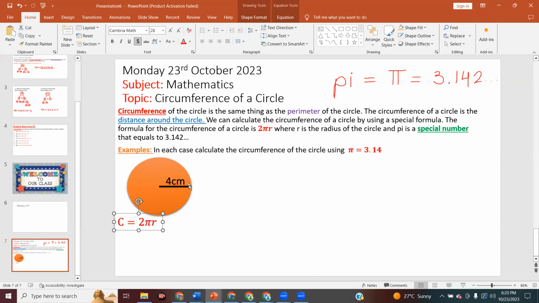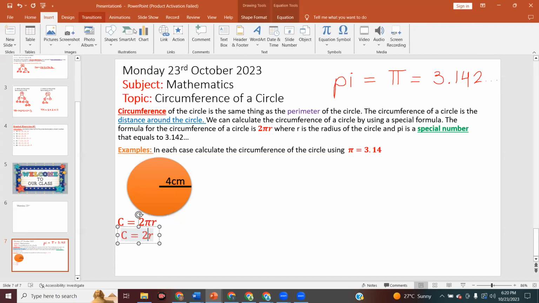That's the radius. Now, what is pi? What do we know pi is in this question? Pi is 3.14. So we say 3.14. Very good. So we say 2 times, all right, multiplication symbol. Multiply.